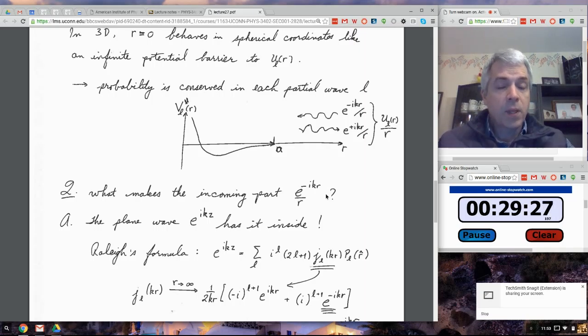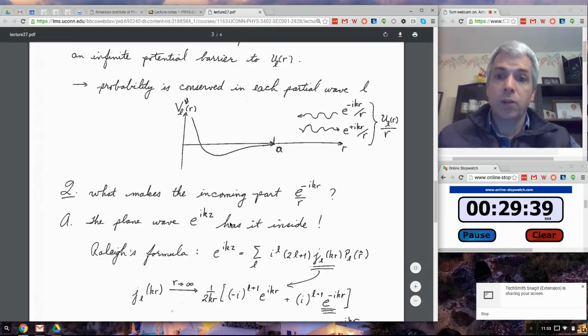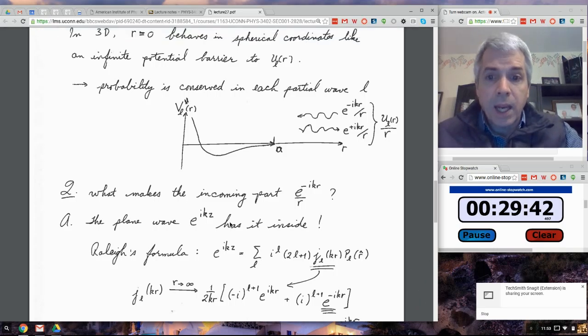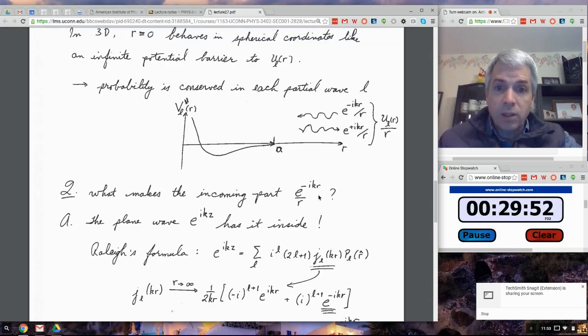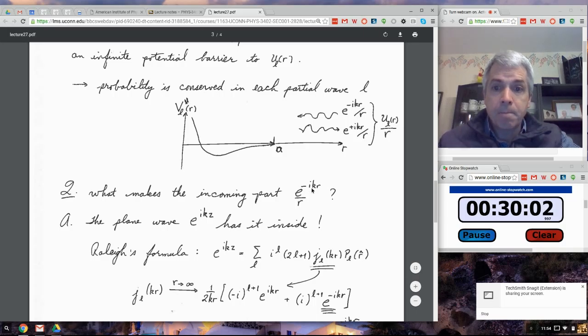This turns out to be something of a sleight of hand, so pay attention here. The incoming wave is buried inside this plane wave. Of course, the plane wave is incoming, isn't it? That's how the particles get to the target. But how does something that looks like e to the plus ikz end up looking like e to the minus ikr? Turns out that that's a really straightforward connection. E to the ikz actually contains inside a piece that looks like e to the minus ikr over r. Hang on, because we're going to see how this happens.